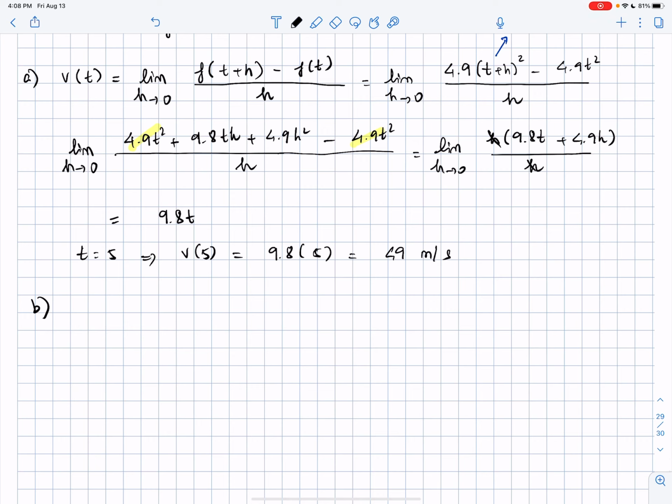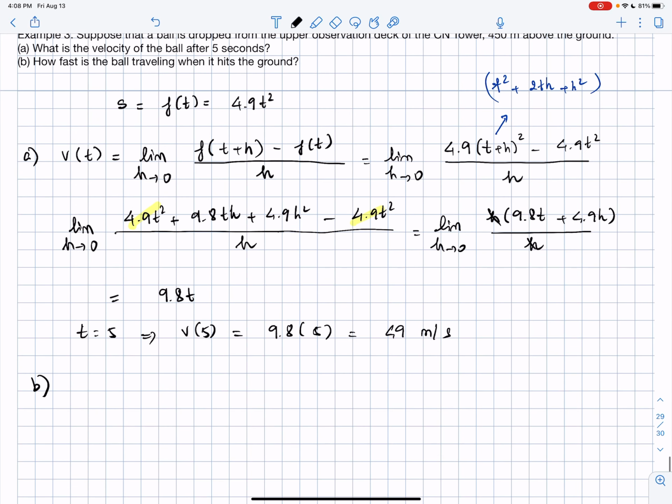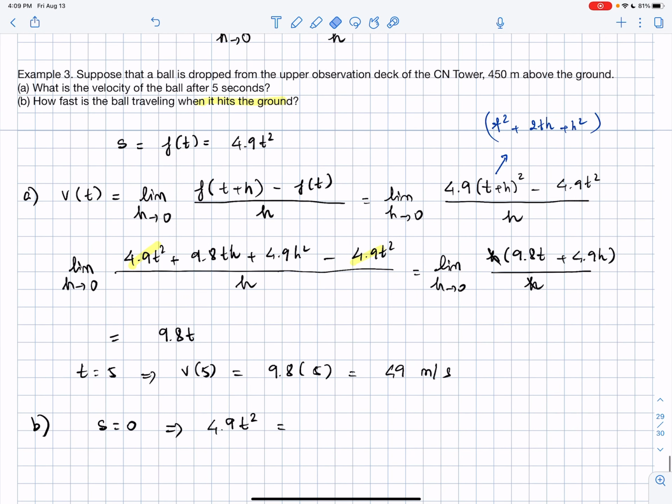Now in part B, they said, how fast is the ball traveling when it hits the ground? So when it hits the ground, the distance will be 0, right? So s will be 0. That means 4.9 t squared is, it's not 0, but you imagine like this.